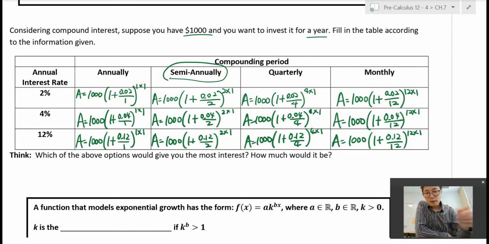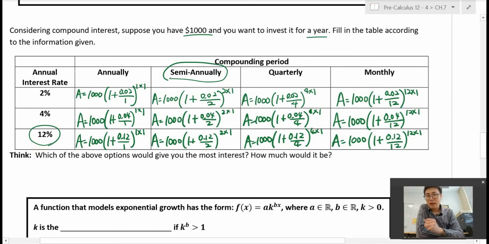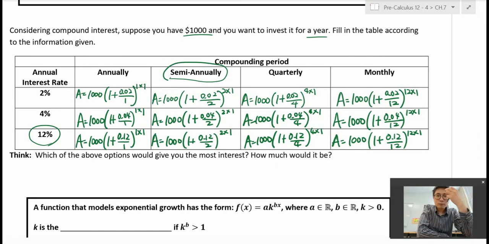Well, obviously, I think this row will give you the most because it's 12%, that's the highest. The question is, I guess, would annual interest, if you compound annually, be better, or is it better to compound semi-annually, quarterly, or monthly? Well, it turns out the more often that you count interest, the better it is.